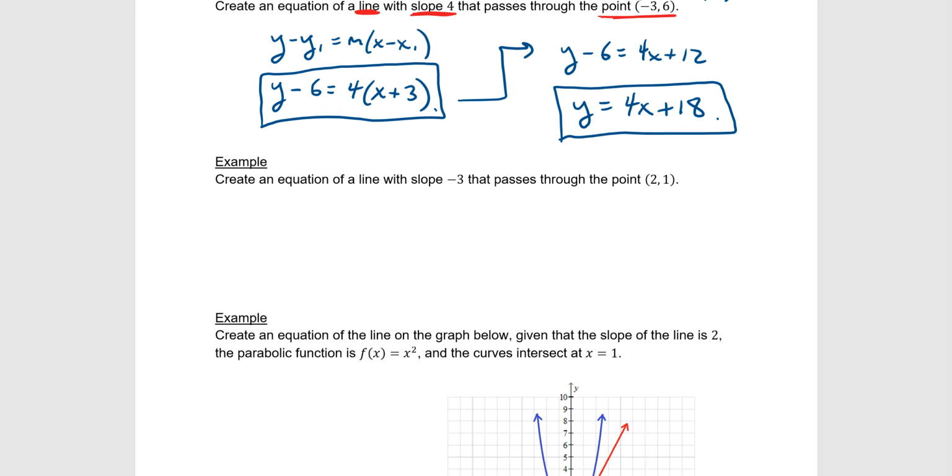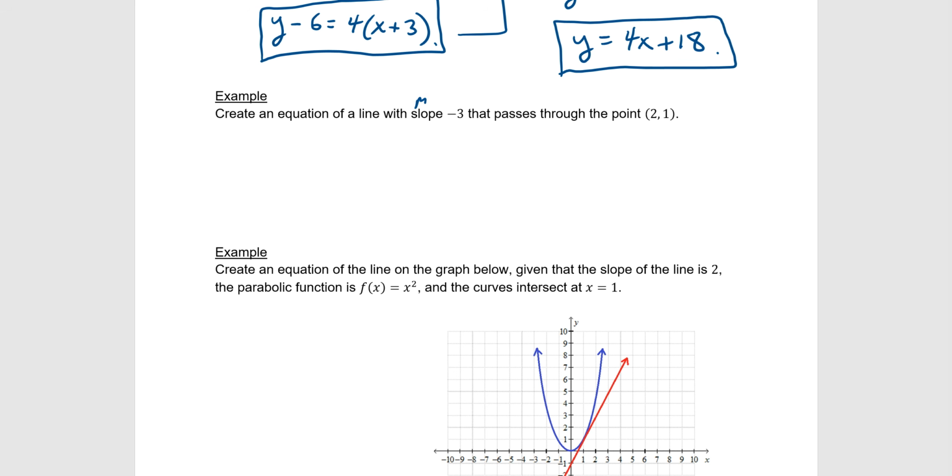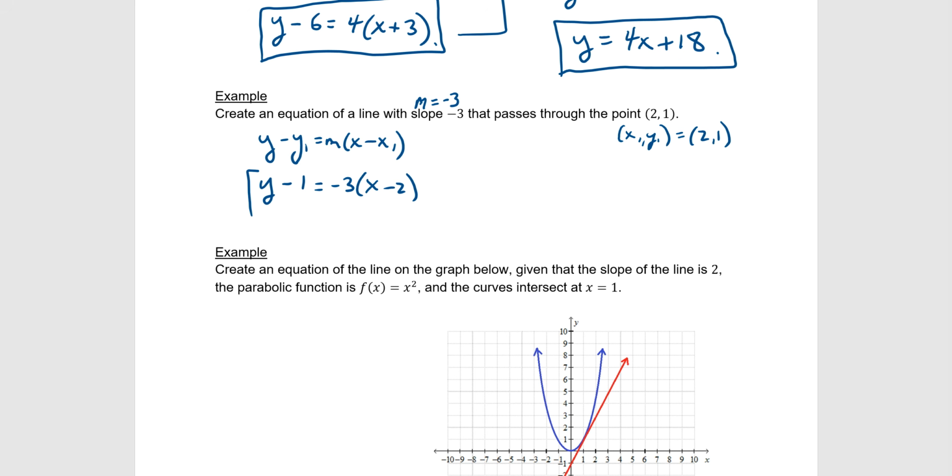Next one, create an equation of the line with slope negative 3, passing through the point 2, 1. So we know it's going to be point slope form again, because we're given a point that it crosses through and given the slope. Let's go ahead and plug it in. That's y minus 1 equals negative 3 times x minus 2. You can solve that one for y like I did in the previous one, or leave it just like that since it did not specify. I'm just going to leave it just like that.